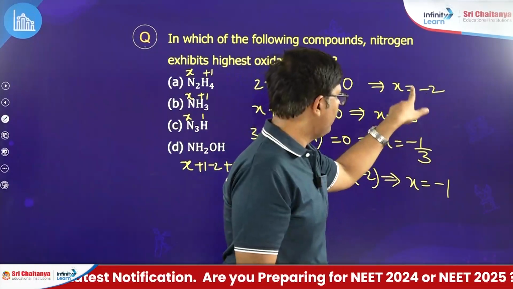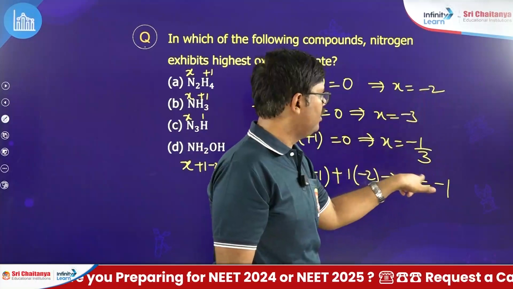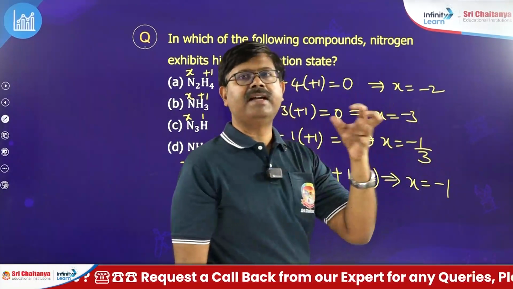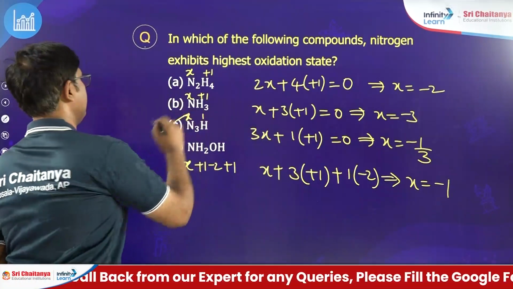So, if you compare, all are negative, so just look at the magnitude, which is the smallest magnitude, 1/3. Therefore, -1/3 is the highest value. So, this is the right answer.